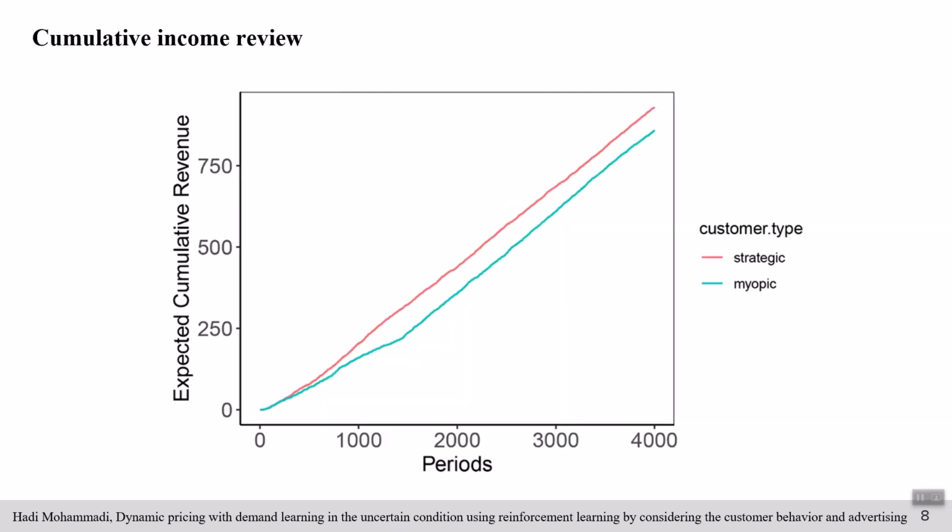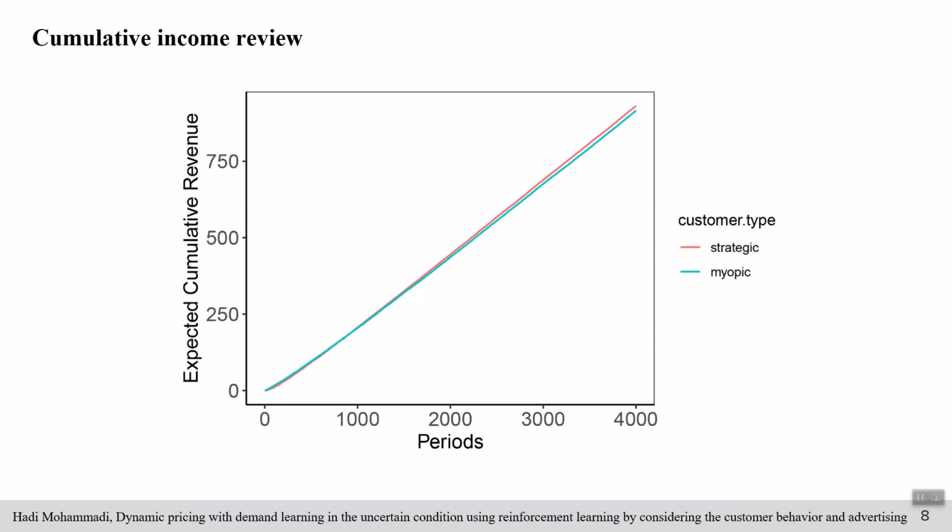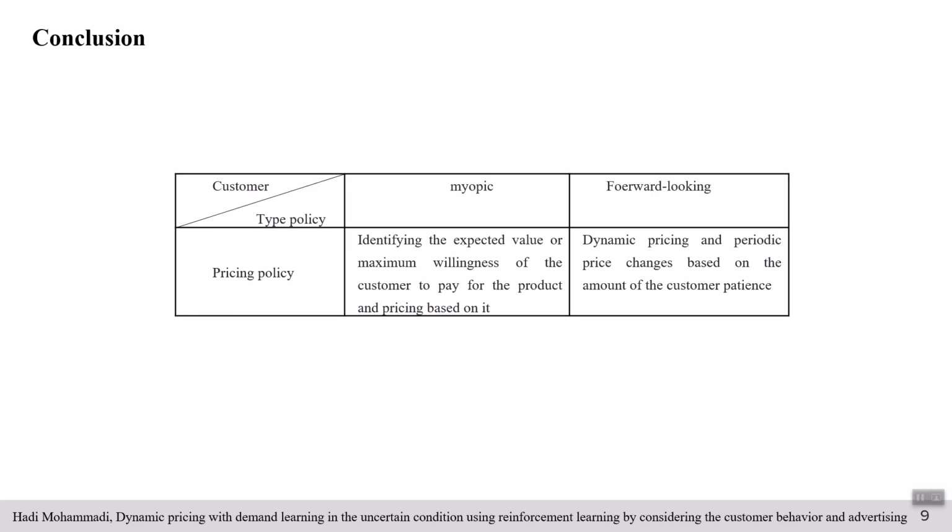About the income, you can see that if we use the developed Thompson sampling in the presence of the strategic customer, we earn more. This is for the Bernoulli demand, and you can see the same for the normal demand, but in the normal demand the difference is less than in the Bernoulli demand.